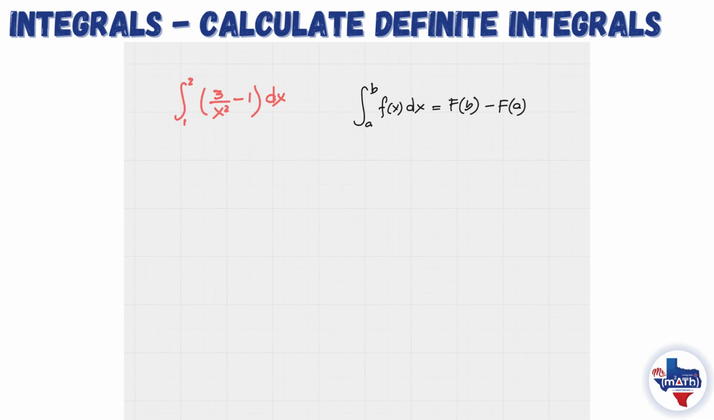In order to integrate this function easier and better, we will change it to 3 times x to the negative 2 minus 1 dx. Just in case you don't remember, a to the negative n is equal to 1 over a to the n. So we're just going backwards.